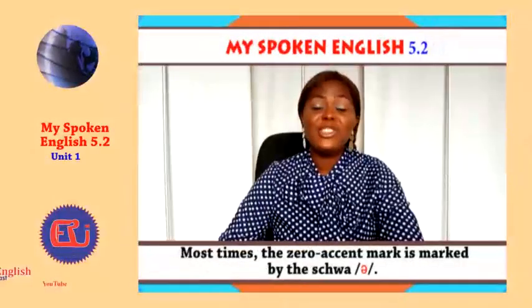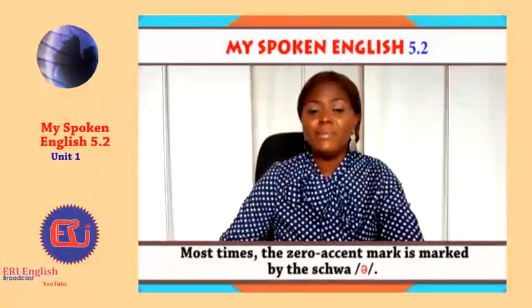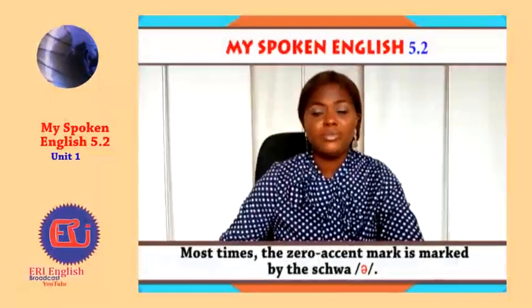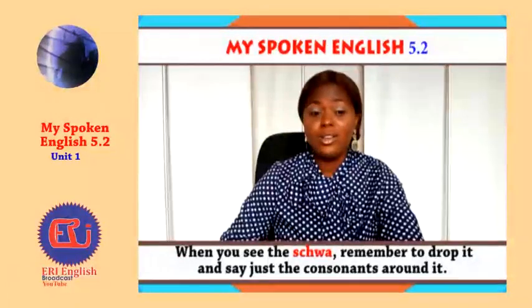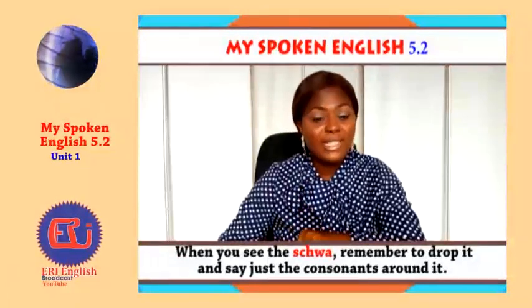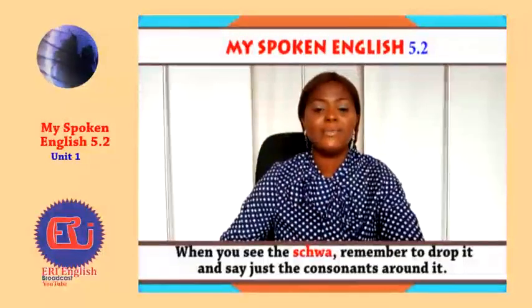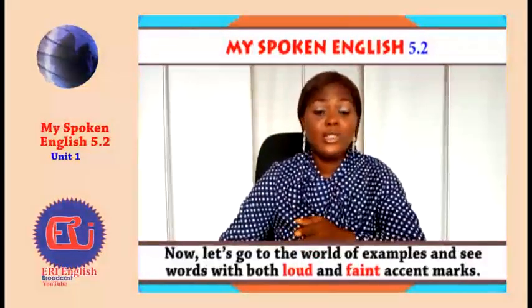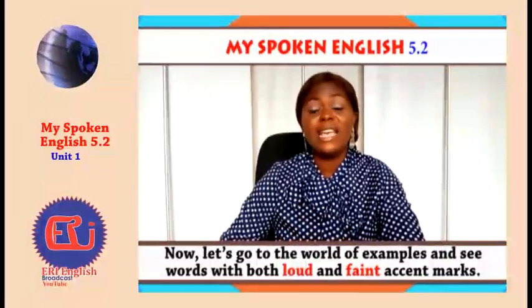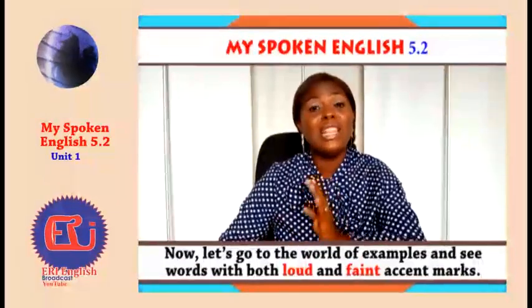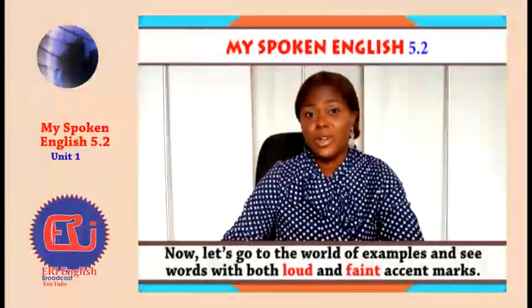Most times, the zero accent mark is marked by the schwa, ə. When you see the schwa, remember to drop it and say just the consonant sounds in it. Now, let's go to the world of examples and see words with both loud and faint accent marks.